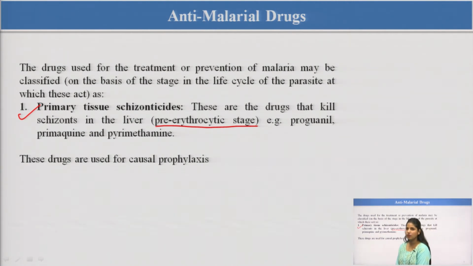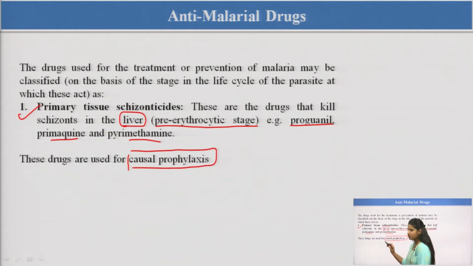Then from the liver, whatever conversion is going on in the liver, the new schizonts that are formed will target the RBC, red blood cells. So, here we are talking about the primary tissue schizonticides which are targeting the very initial organ, the liver. Drugs like proguanil, primaquine and pyrimethamine are used for causal prophylaxis, because we are targeting the very initial cause where the infection is started. So, it is the liver.